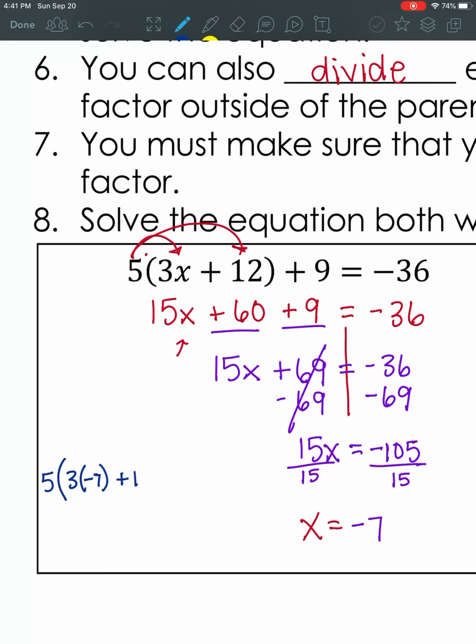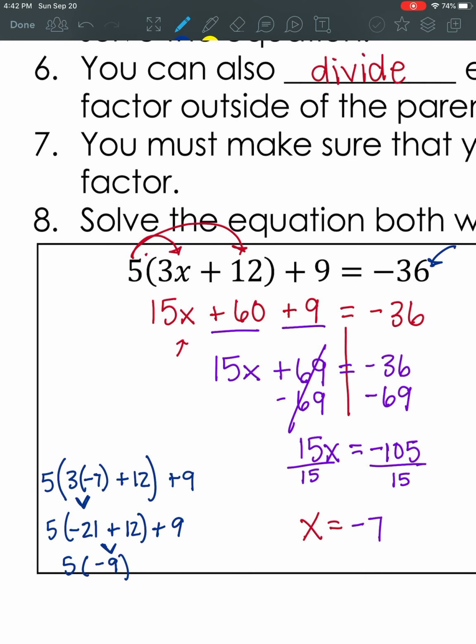Go back to that original equation, 5 times, 3 times negative 7 inside the parentheses, plus 12, plus 9. And we're trying to see, is it going to wind up with negative 36? Okay, parentheses first, and then order of operations inside the parentheses. So we have negative 21 plus 12 inside of there. Okay, you could use distributive property, but I'm just going to follow order of operations since we don't have variables.